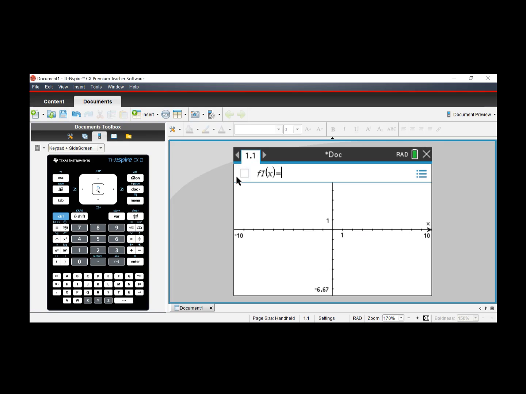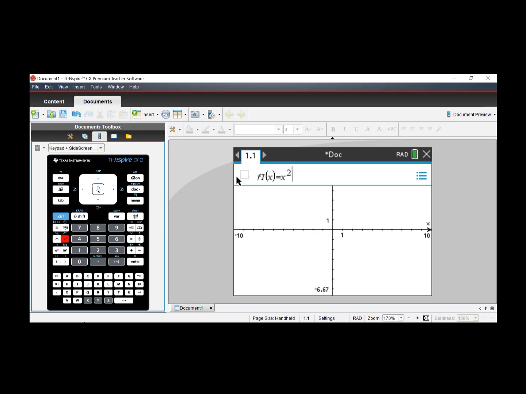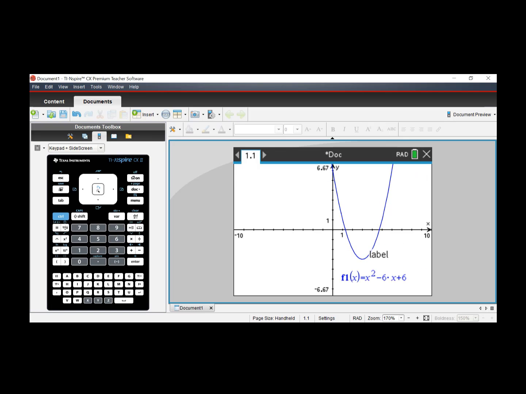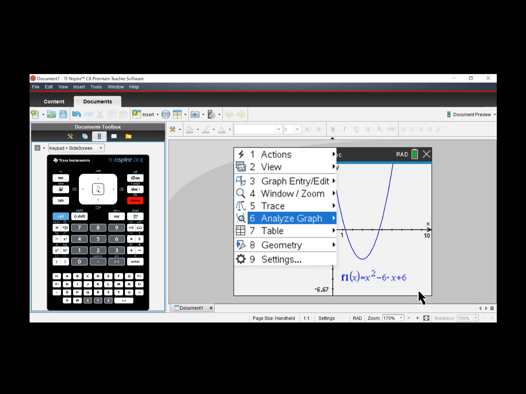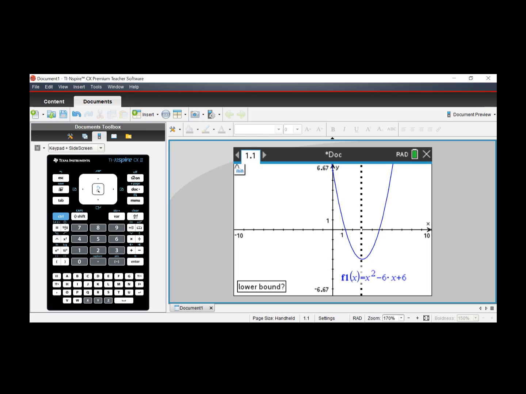So we have as our quadratic x squared minus 6x plus 6. And we hit enter. There we go. There's our quadratic. We want to find the turning point, that minimum here. Notice because this parabola opens up, this is a minimum. So to find the minimum, we go to Menu, Analyze Graph, and we're going to choose Minimum.